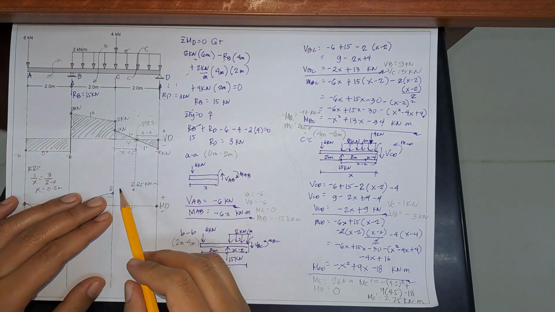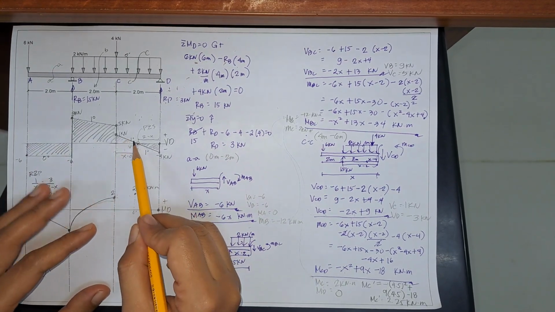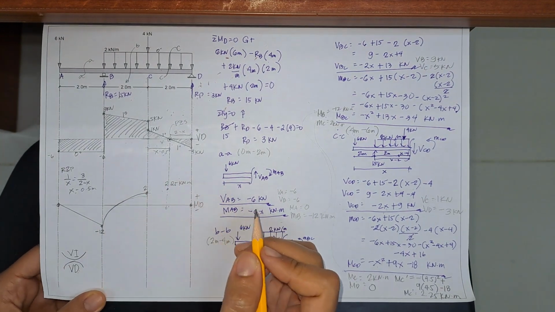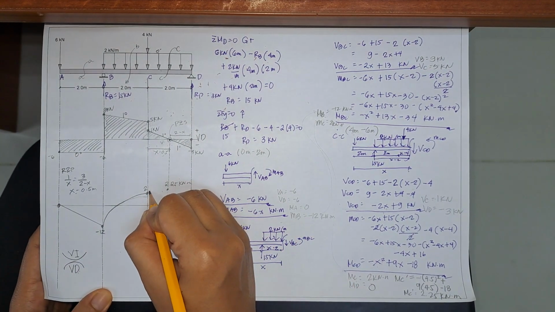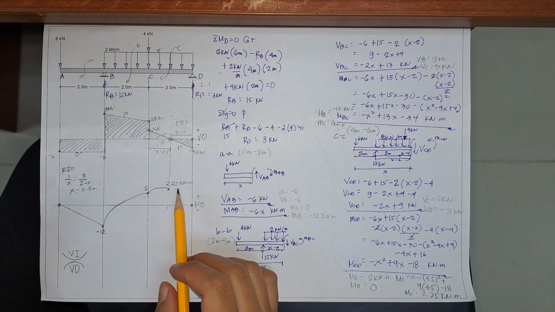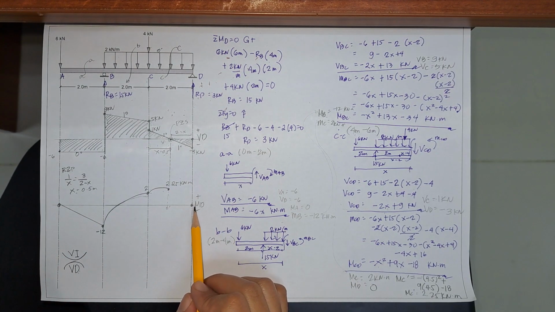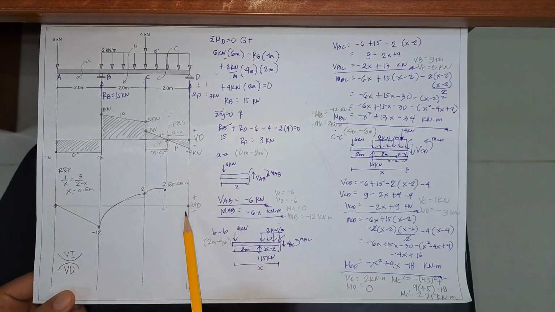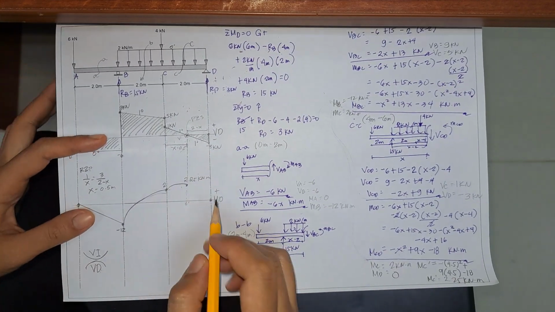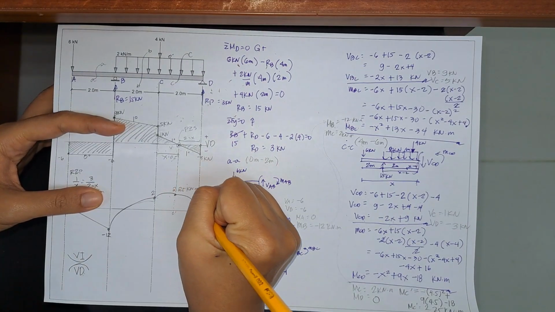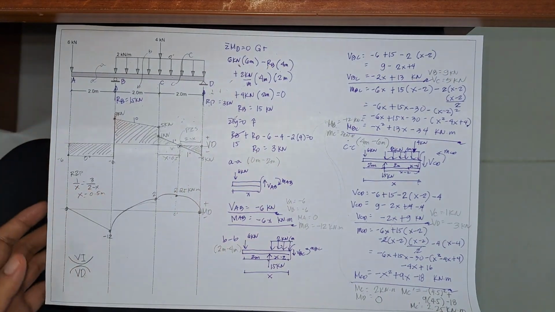Okay? So for this one, decreasing ulit siya. The shear diagram is decreasing. Therefore, it will concave downward. Okay? Concave downward ulit siya. Okay, and then the next one is from 0 to negative 3, decreasing ulit siya. Decreasing, therefore, concave downward. Okay? Concave downward.